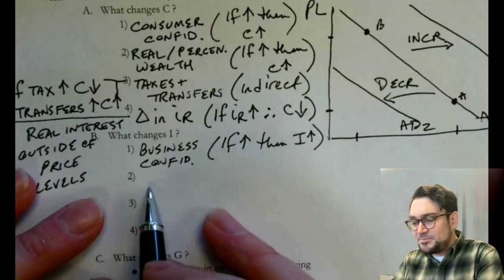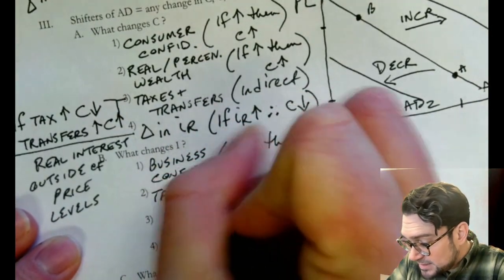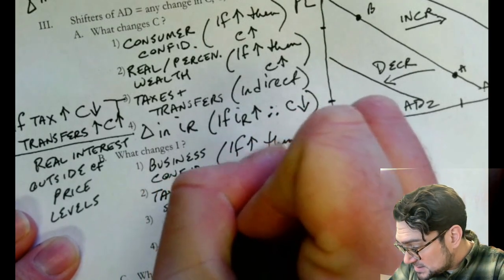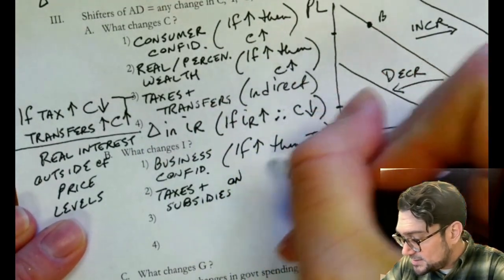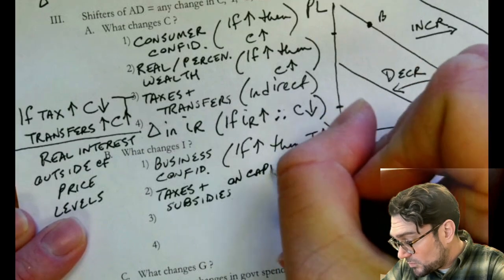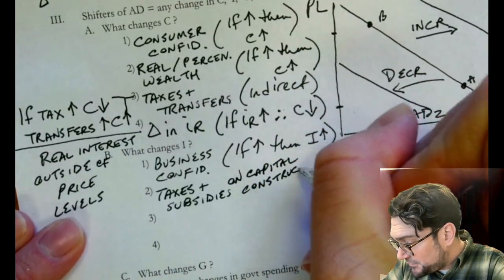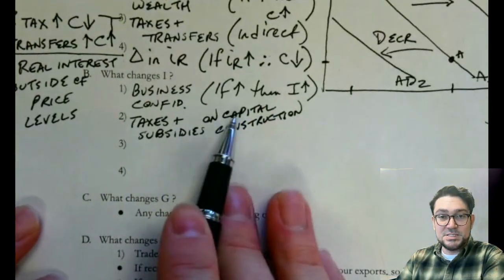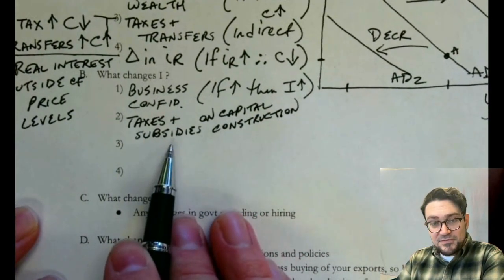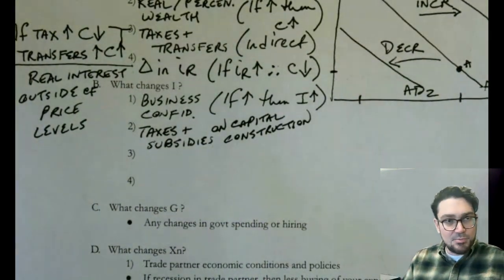Another factor that could affect business confidence would be taxes and subsidies. So these are business taxes and subsidies on capital or construction, right? So if it's stuff that would affect the construction or purchases of new equipment, that could be affected, right? And again, if it's a tax, there's going to be less. If it's a subsidy, there's going to be more.